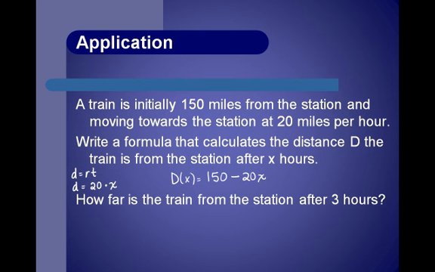The next part says how far is the train from the station after 3 hours? Well, we can just plug it in our formula. That would be d of 3, which is 150 minus 20 times 3, which is 150 minus 60. So after 3 hours, the train should be 90 miles from the station.